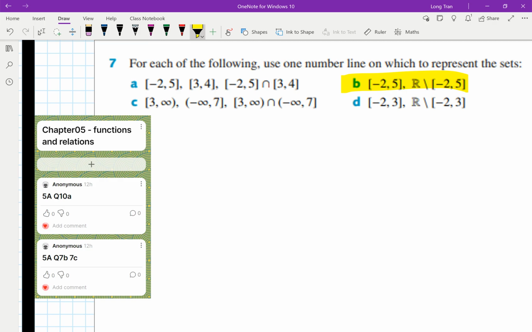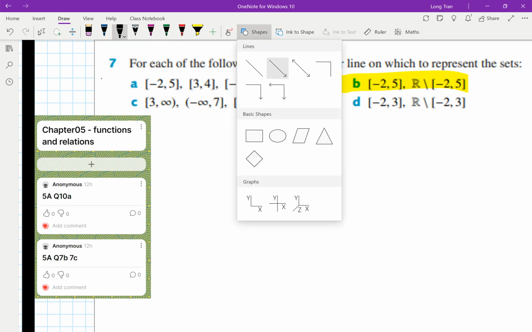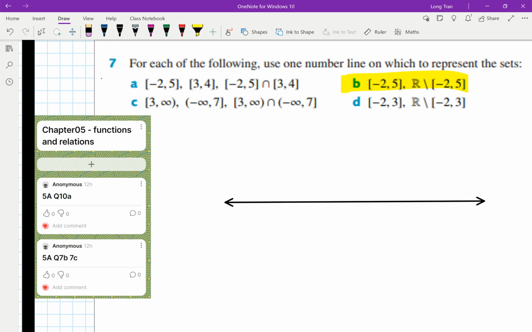So I'm just going to quickly draw a number line. So let's do, this is a number line. Let's do B. All right, B. Here we go. So B wants you to illustrate -2 to 5 inclusive, and then what's the other one? And then you have all real numbers excluding -2 to 5 on the one axis.